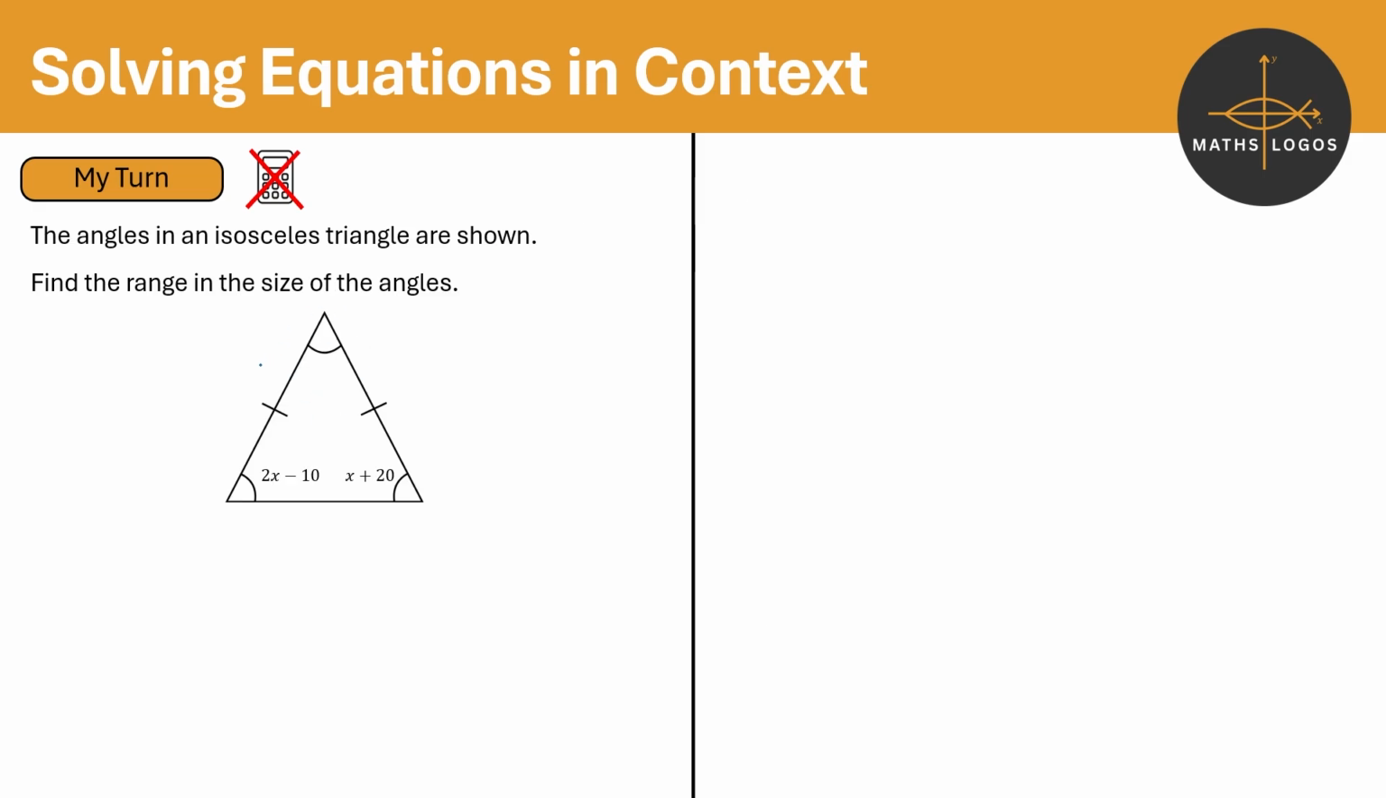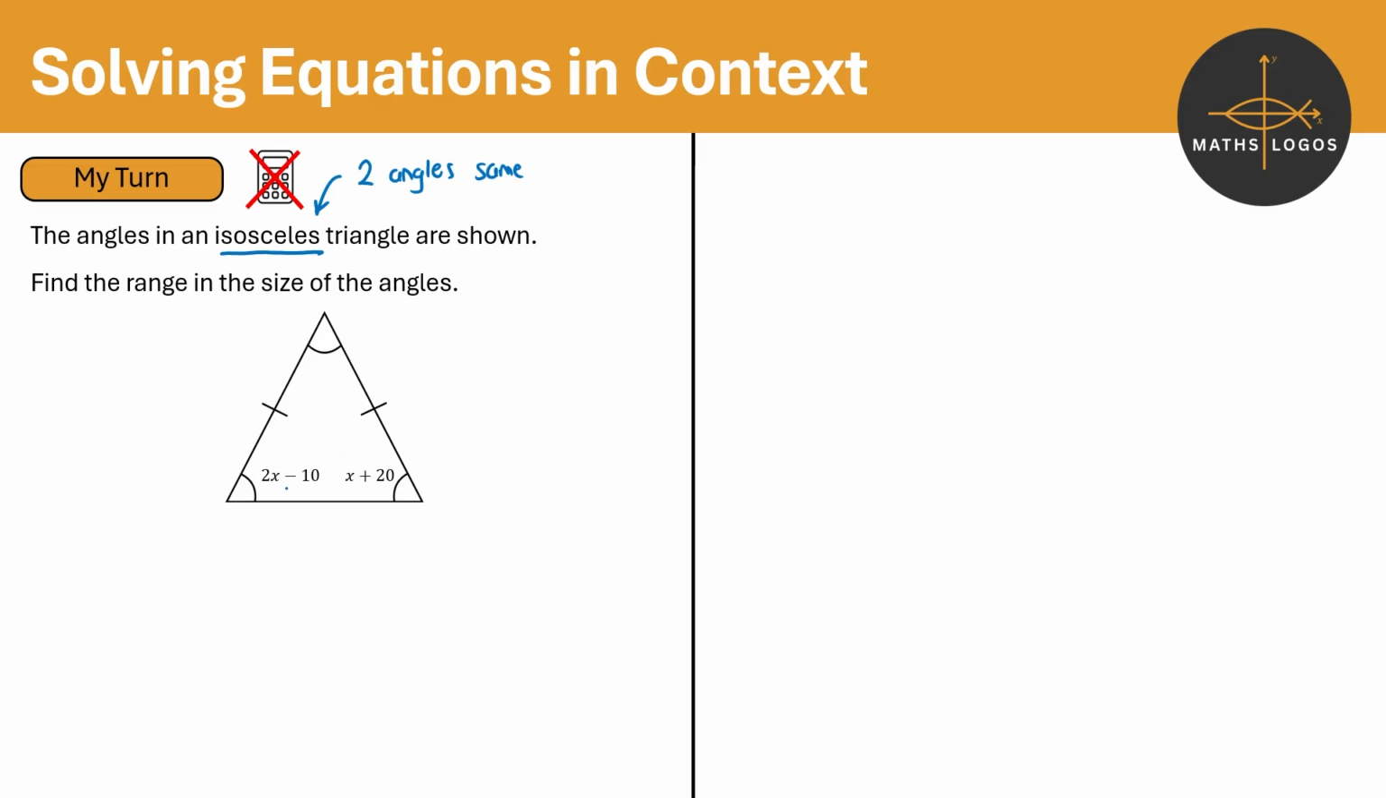Our next question involves angles in a triangle. Let's jump into it. The angles in an isosceles triangle are shown. Find the range in the size of the angles. First off, we've got an isosceles triangle. And what that means is we've got 2 angles that are the same. So 2 angles same. And we've also got 2 sides that are the same, but that's not going to be helpful in this question because we're not interested in the sides.